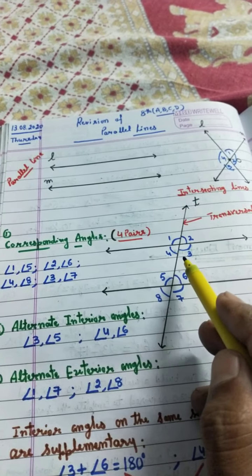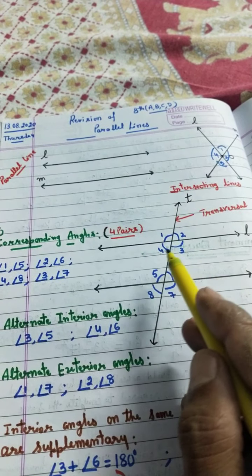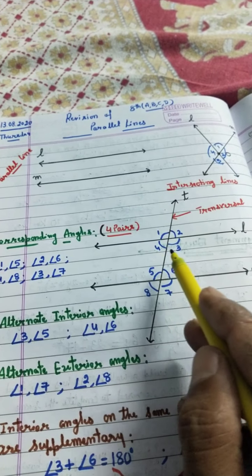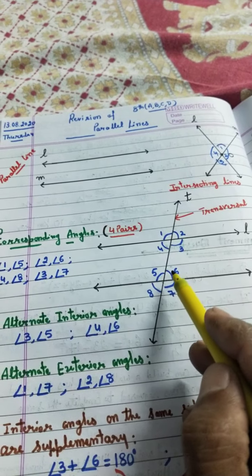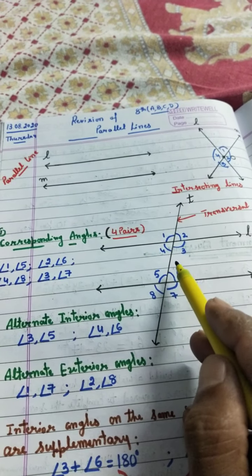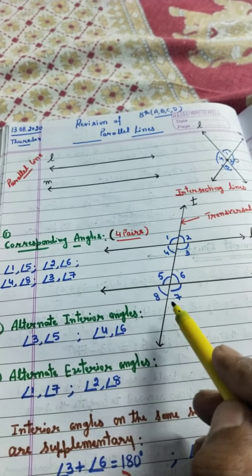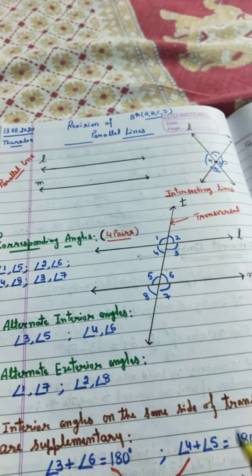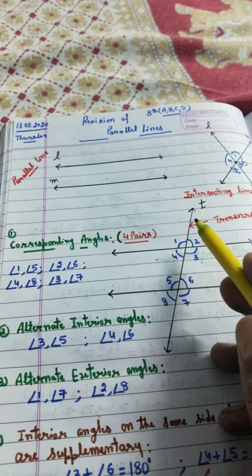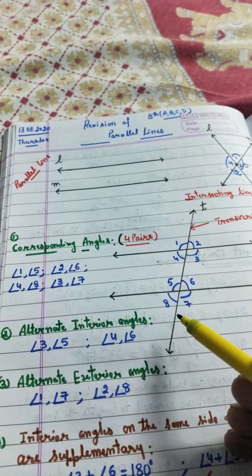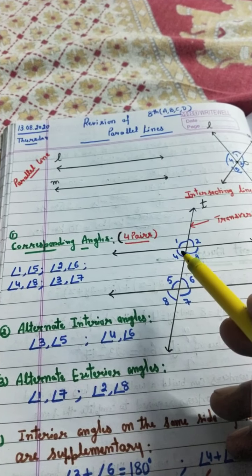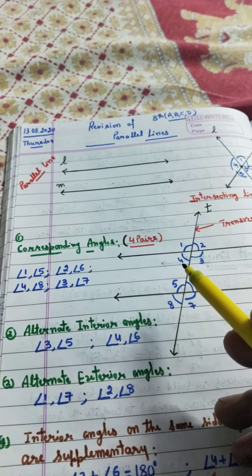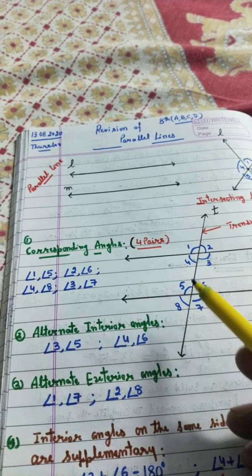Angles 3, 4, 5 and 6 lie in the interior of the two lines, and angles 1, 2, 7 and 8, these 4 angles, lie outside of these lines. So corresponding angles lie on the same side of the transversal. One is interior, the other is exterior. If one is exterior, then the other is interior.